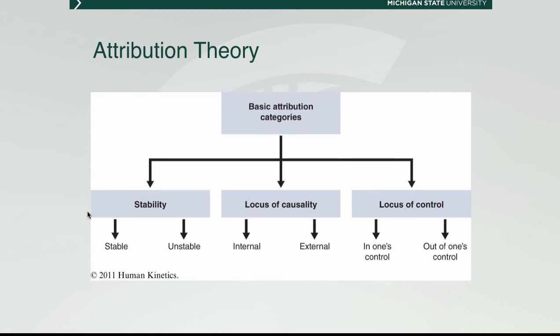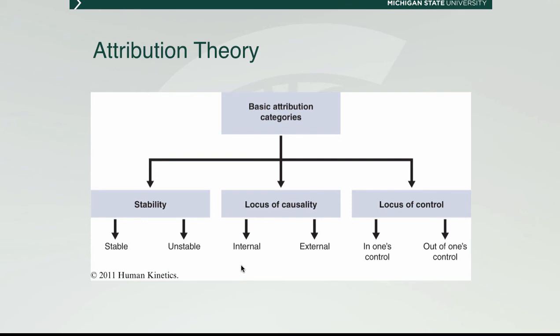Is it something stable? When we think of stability, think of talent. Talent is very stable, it's not something that's going to fluctuate a whole lot, but something like luck is. If someone gets lucky out there, whatever it might be, that's seen as more of an unstable characteristic. If we're talking about locus of causality, is it something that we cause? Or is it something that we did not cause?